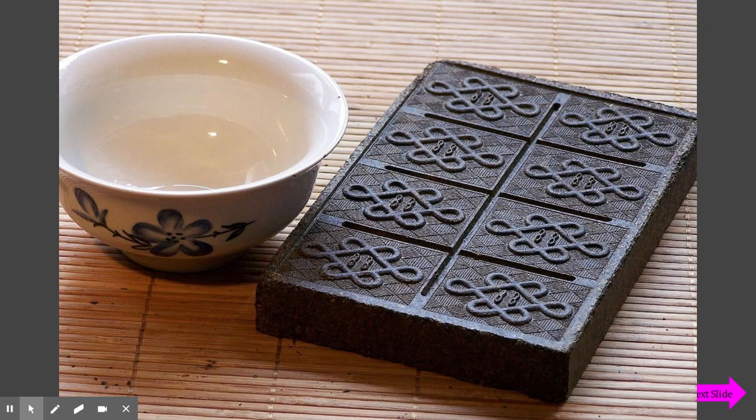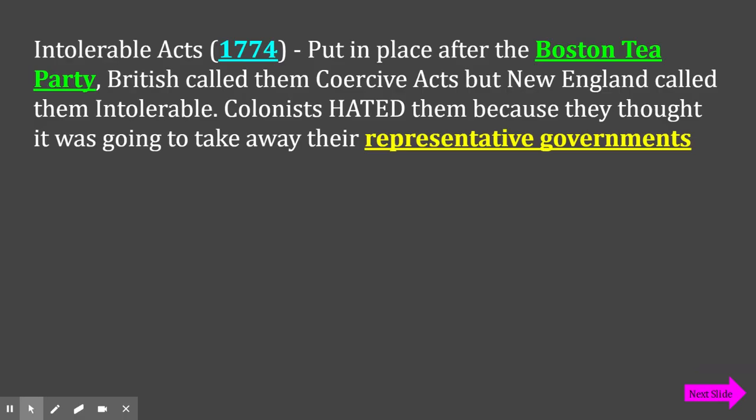It wasn't little tea bags like we think of today. You put it in your cup and steep it. They would break off a little piece of this big brick of dried tea and then make tea out of it. We talked a little bit about the Intolerable Acts from 1774.